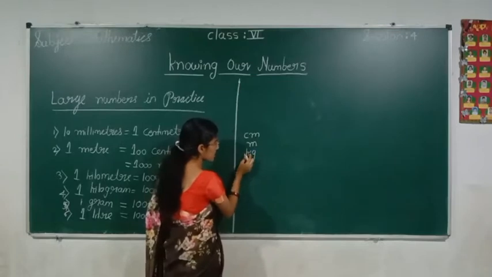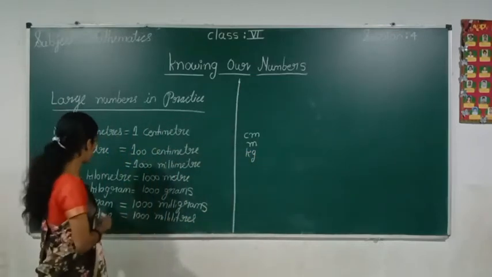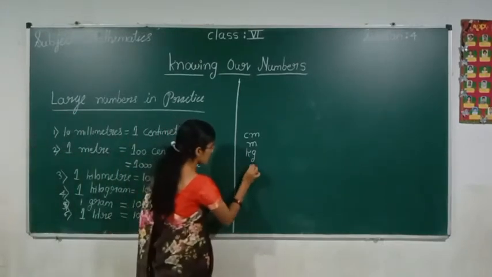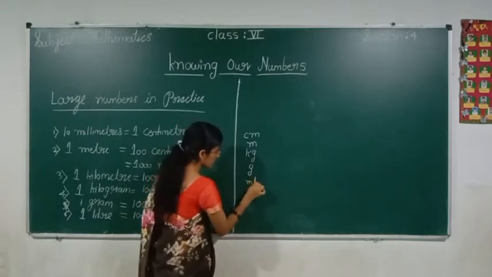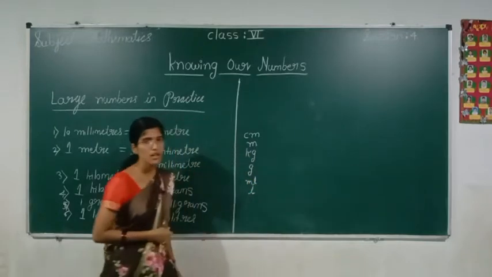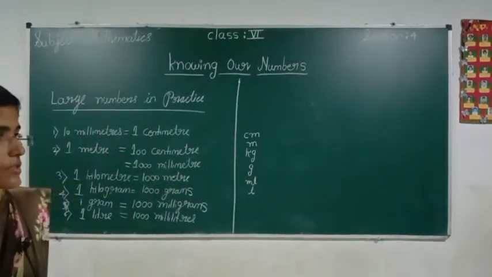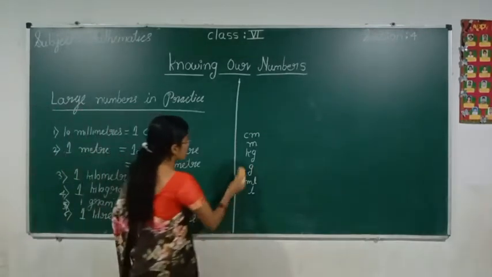This is kilogram, kg. In short form, kg is nothing but a kilogram. If we write g, it is a gram. ml means milliliter. If we write l, that is a liter. Okay. Now based on this we are going to solve problems.